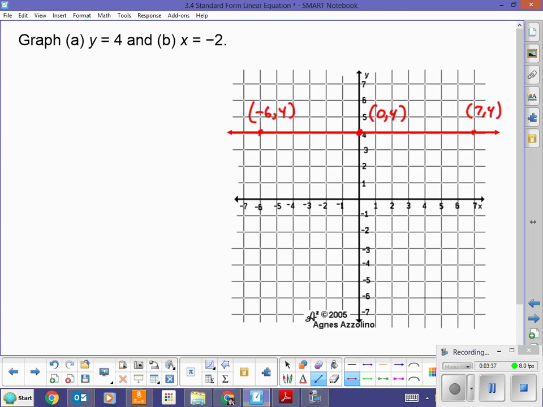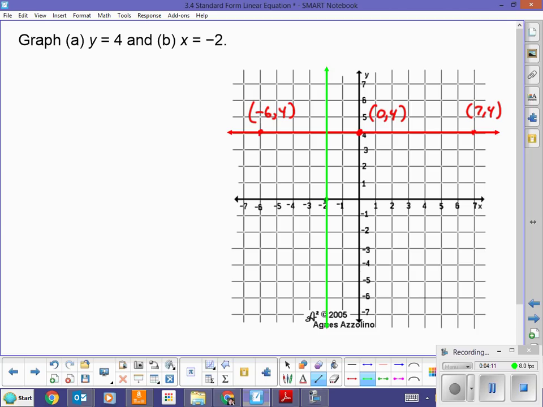x equals -2. Let's look at the second example. x equals -2. Well, that's right here. And again, all these points right here are going to go through x equals -2: 6, -2; 5, -2; -3, -2. So when we graph this one, this is going to be a vertical line that goes through the x-axis at -2.